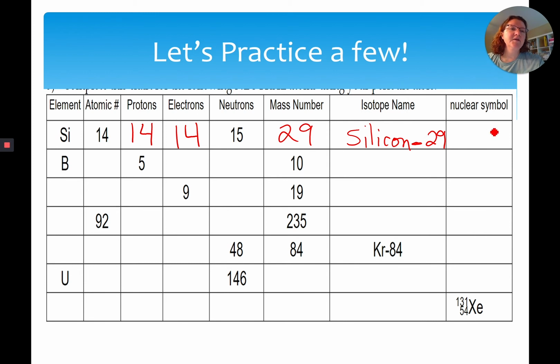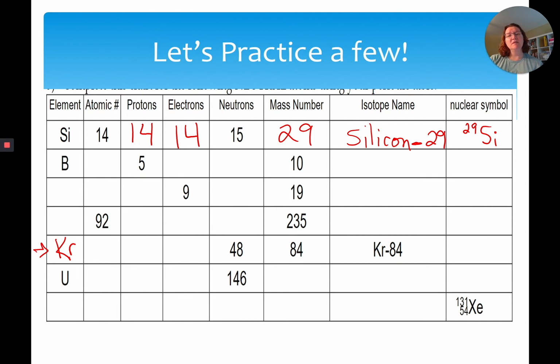To write the nuclear symbol, we're going to put the symbol for the element, and we're going to put the mass number in the upper left-hand corner. Okay? So let's take a look at this guy. Krypton 84 is our isotope name, so we know it's krypton. I know that the mass number is 84. The number of neutrons is 48.